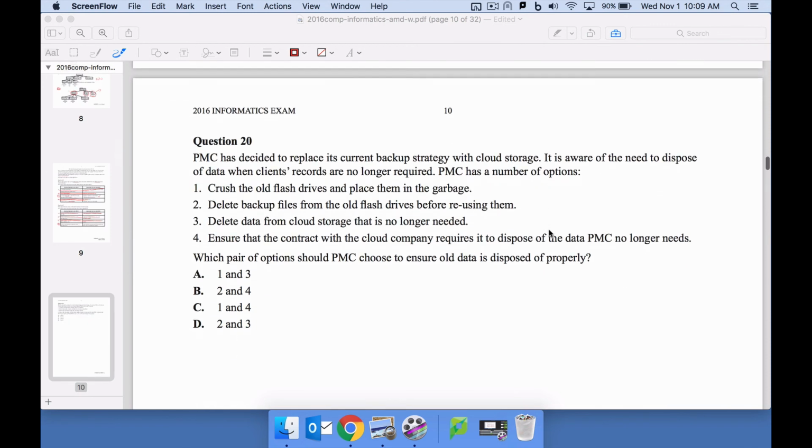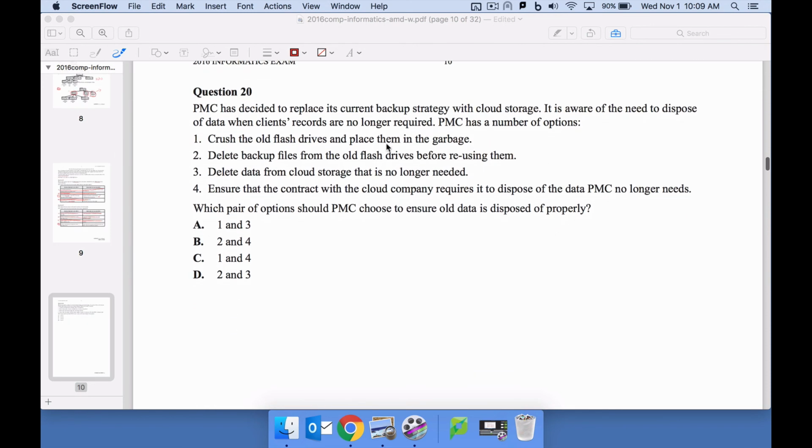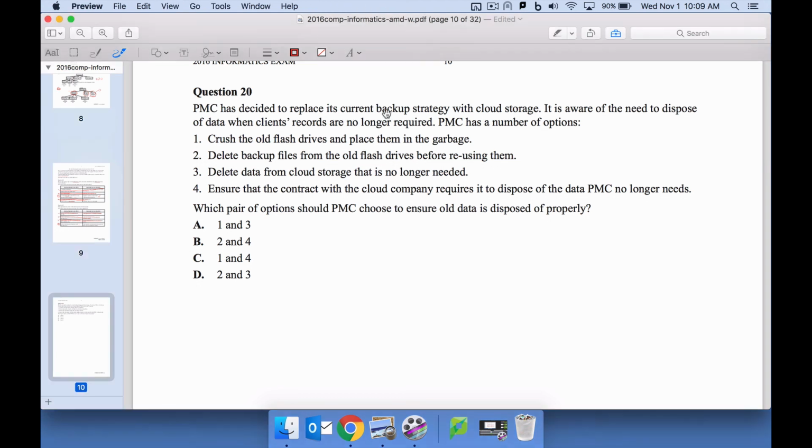The last question for the multiple choice is question 20. PMC has decided to replace its current backup strategy with cloud storage. It's aware of the need to dispose of data when clients' records are no longer required. PMC has a number of options. One is crush the old flash drives and place them in the garbage. That would definitely be suitable.